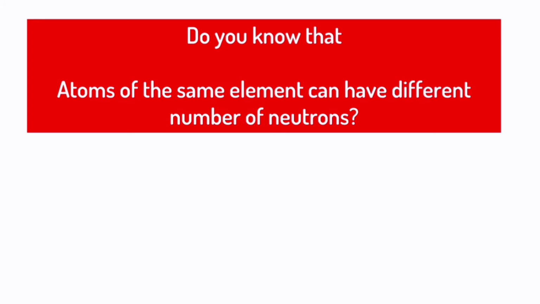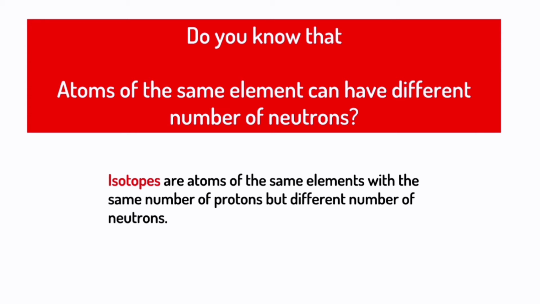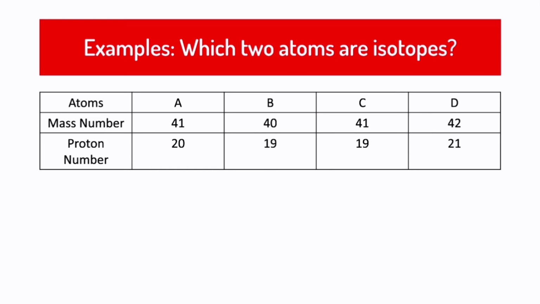Okay, let us look at the second topic. Do you know atoms of the same element can have different number of neutrons? When this happens, these atoms are known as isotopes. So isotopes are atoms of the same element with same number of protons but different number of neutrons. So let us look at the guided questions too.